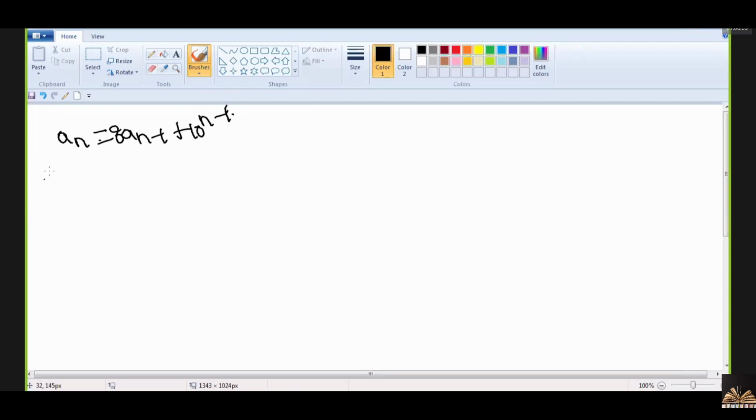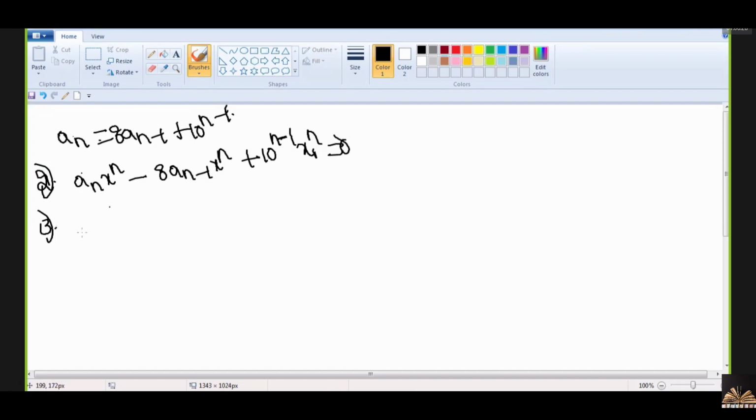First step is, you define the generating function. I am directly writing the second step. Multiply this with x power n: a n x power n minus 8 a n minus 1 x power n plus 10 power n minus 1 into x power n is equal to 0. This is the second step. And the third step is to take the summation.